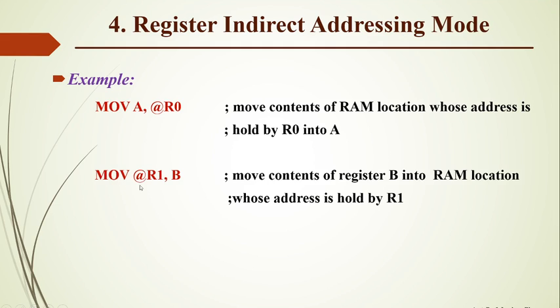Next instruction, move @R1, B. Here in this instruction, R1 is used as a pointer which is pointing to the RAM location. So the content of register B will be loaded into the memory location whose address is held by this pointer register R1.